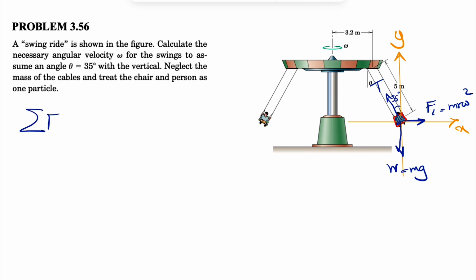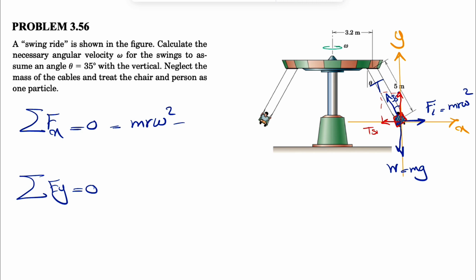So we can start with sum of all forces in x equals 0, and we're going to have the same thing for y. So if we look at x direction, we're going to have our Fi, which is m r angular velocity to the power of 2, minus the x component of the tension in the cable. So that would be T sine of 35, the x component, and y component would be T cosine of 35 degrees. So basically we just try to resolve T into both x and y direction. So we're gonna have minus T sine of 35 degrees, and from here T sine of 35 degrees will be equal to m r w squared.